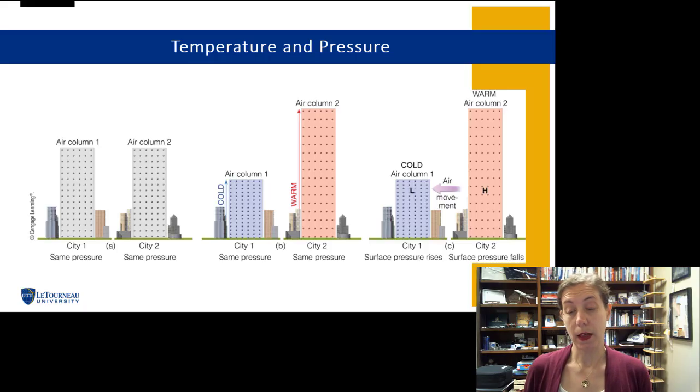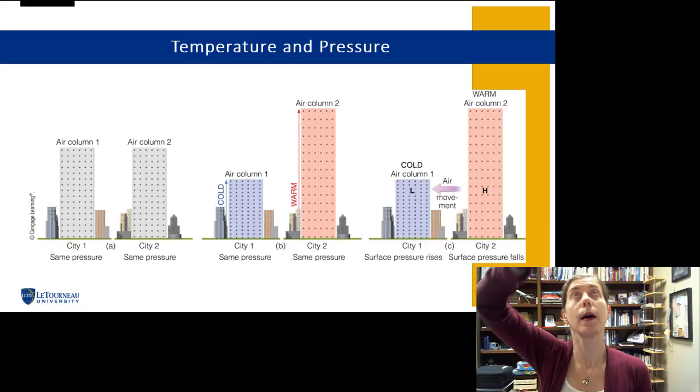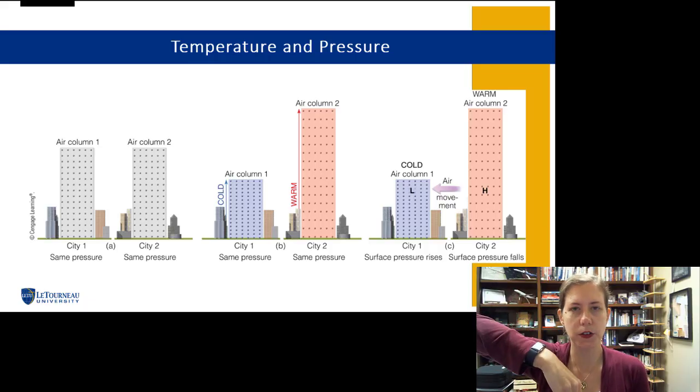Now, think about this. In that colder column of air, how close are the molecules together compared to the warmer column? They're closer together, right? They can get more densely packed together. They're not moving, they're not bouncing around. They're just shivering cold. Well, that tells us that our cold column of air can have a higher pressure at the surface than the warmer column of air. A lot more molecules are sitting on top of my column, pressing down at the surface.